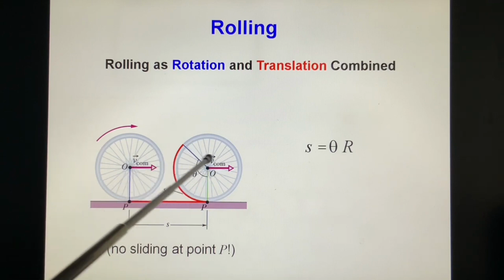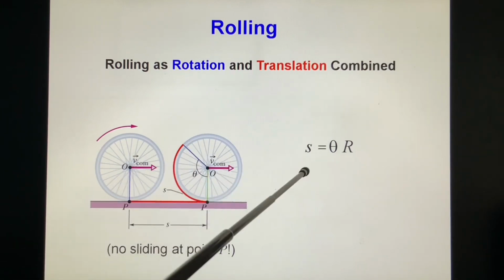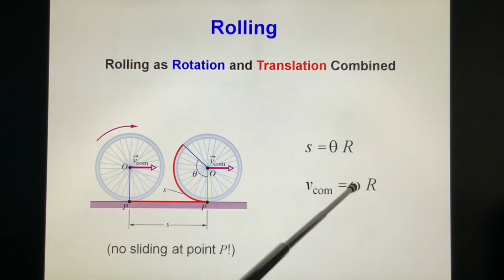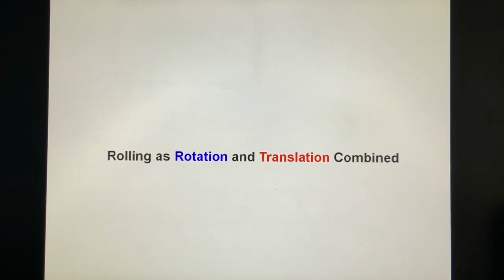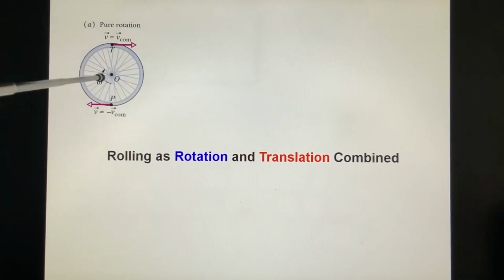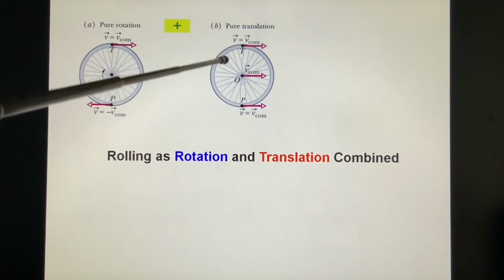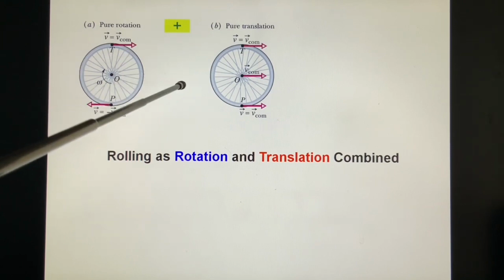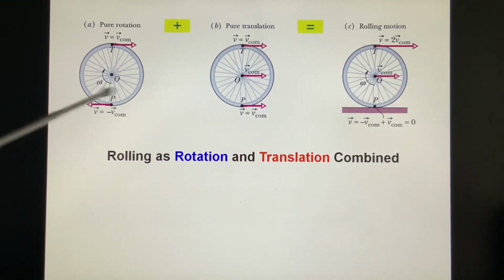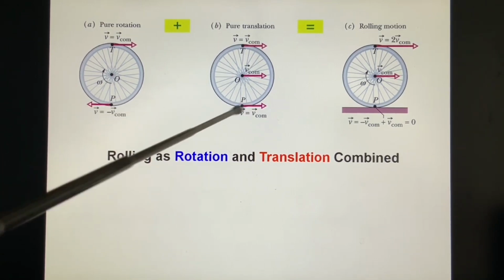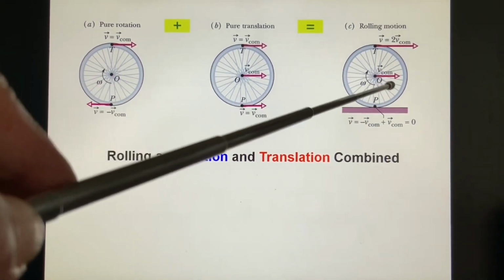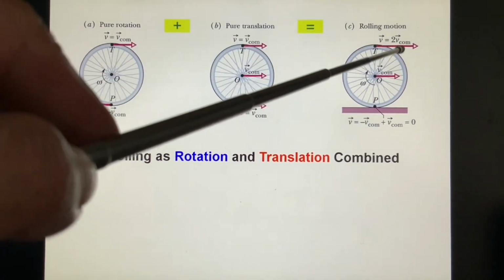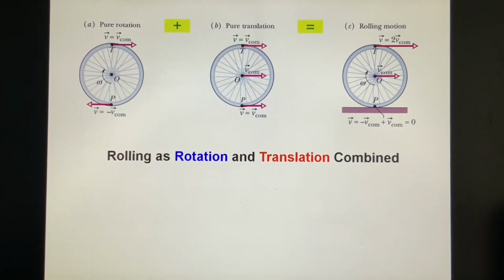The velocity of the center of mass is ds/dt. We do the ds/dt, and we find the velocity of the center of mass equals d theta/dt times r, which is omega r. Rolling as a rotation and translation combined: this is a pure rotation around the center of mass O, plus translation together with the center of mass. Everything has the same velocity as the center of mass. These two put together give this rolling. You see, these two velocities are equal and opposite, so you put them together to get 0. This is 0, but this one is v. And those on the top both have v, so we get 2v. So this is rolling as rotation and translation combined.